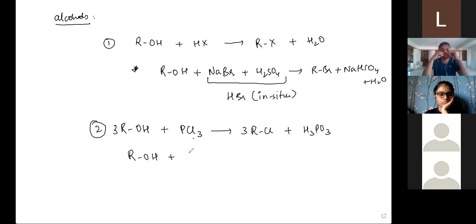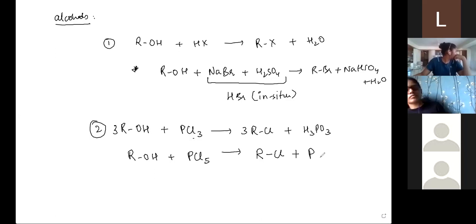The other kind of phosphorus halide is pentahalides, so PCl5, for example. This is different from the above reaction. It's not a straightforward direct substitution. In this case, only 1 atom of chlorine gets substituted and your byproduct is POCl3.